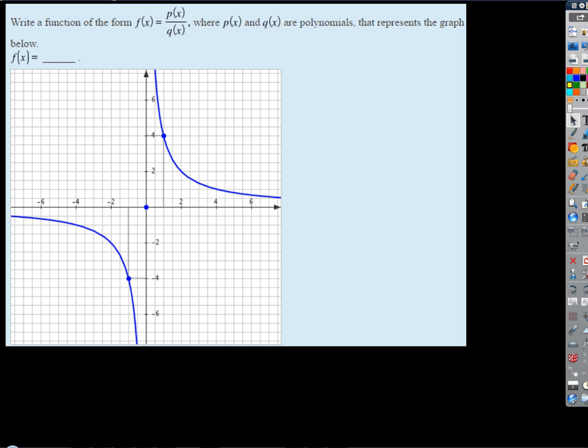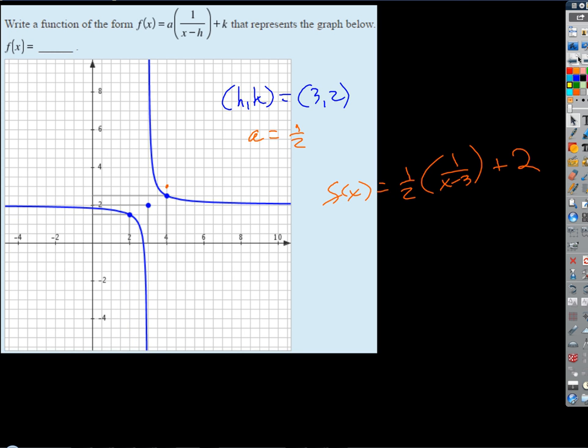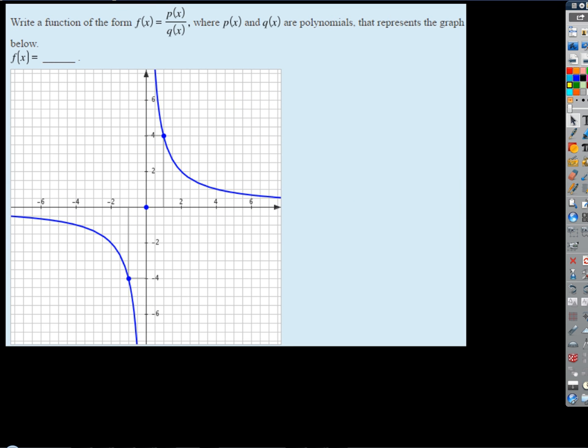Okay, so now write a function, right? Is that what we were doing last time? Yeah, it was. Never mind. Oh, okay, no, here's what's different about this one, though. This time, we're not writing the function as a transformation of 1 over x. We're actually going to write it as a rational function, right? We're going to write it as a polynomial divided by a polynomial. So it's the same kind of process. Let's go through the steps here, though.